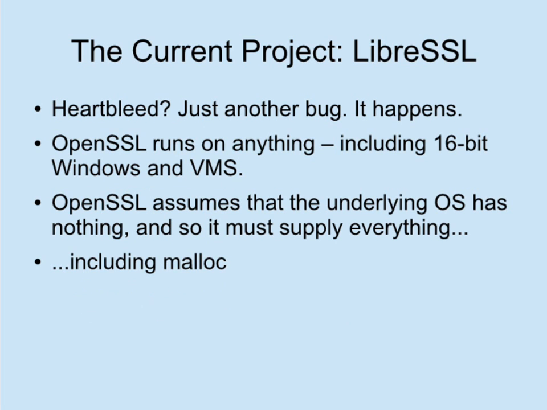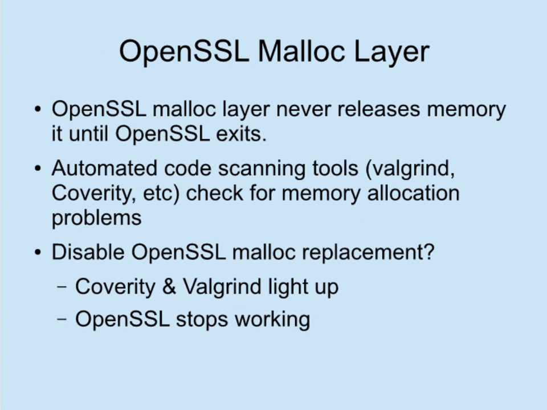It runs on everything, including 16-bit Windows systems, VMS, and platforms that really most people don't have to worry about. This means that OpenSSL has to assume that the underlying operating system has nothing, and so it must supply everything, including malloc. So, OpenSSL asks the operating system for memory, and it hangs on to that memory until OpenSSL exits. This means that even automated code scanning tools like Valgrind and Coverity that check for memory allocation problems don't see any, because the program asked for memory, it asked for more memory, and then it let it all go and exit.